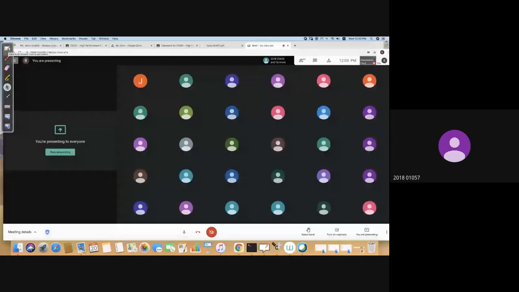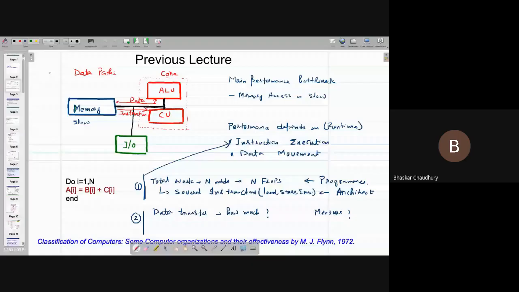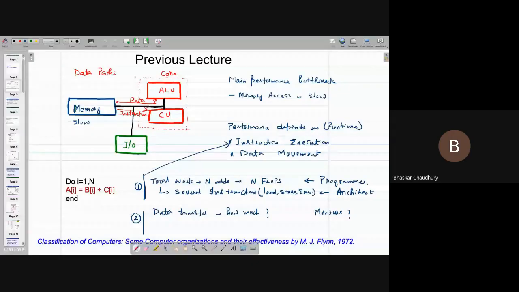Okay, so let me quickly summarize what we discussed in the previous lecture. The most important discussion was that there are three important components. If you look at it in a very abstract way, there is the memory, then the data path, and then the processor or the core. This red dashed line is basically your core, where you have the ALU and control unit, and then you have this memory.